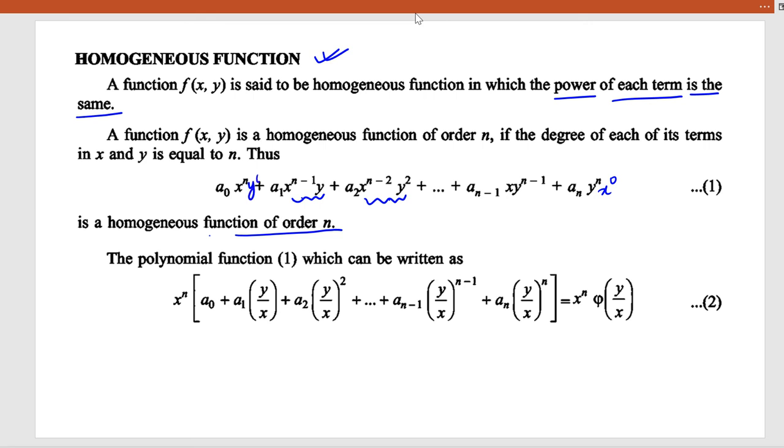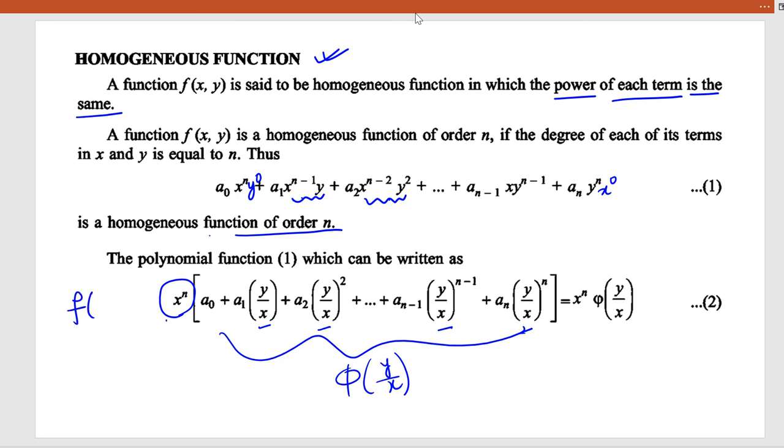Here you have y to the power 0. If you take x to the power n outside, then this will be rewritten in this form, and here you get another function, phi of y by x. So the original function f(x, y) can be written in this form. This is another way of writing the homogeneity. For a homogeneous function, we have the freedom to write it in this form: if you take x^n outside, then we get this form.